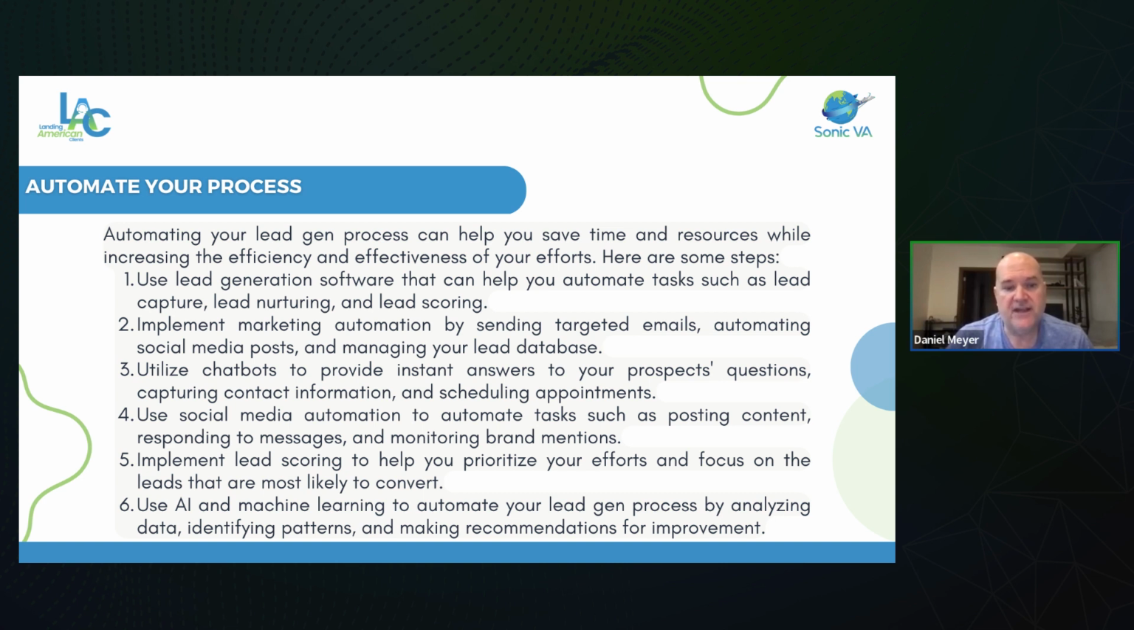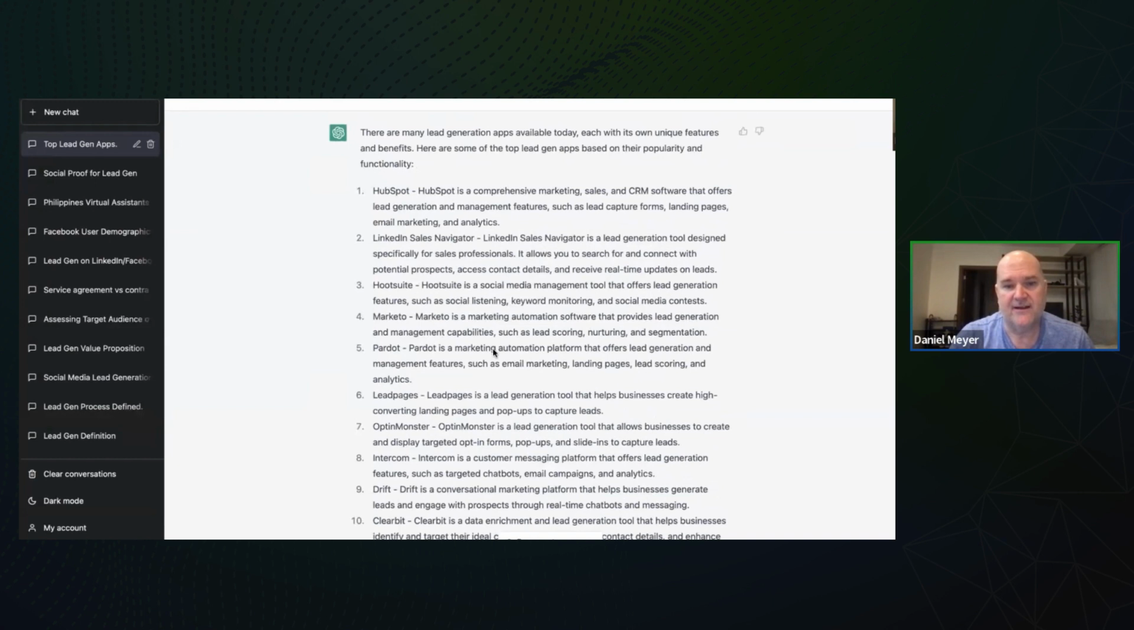And then of course you can use AI and machine learning to automate your lead gen process by analyzing data, identifying patterns, and making recommendations, right? So you can get some of these tools we talked about here on ChatGPT. They really automate stuff, like Marketo. It basically leans right into it. Automation software provides lead generation management capabilities such as lead scoring, nurturing, and segmentation, right? So this is what big companies are doing.